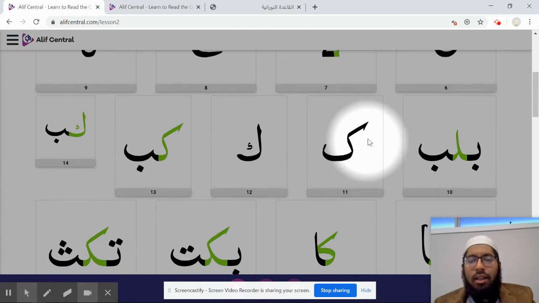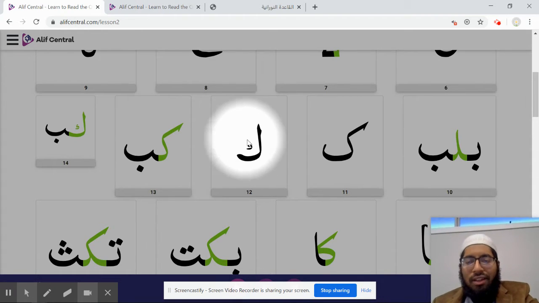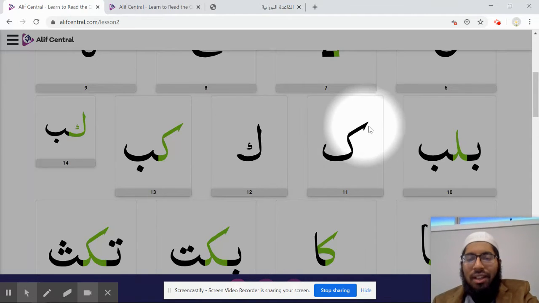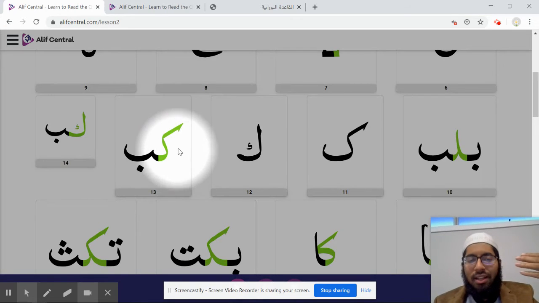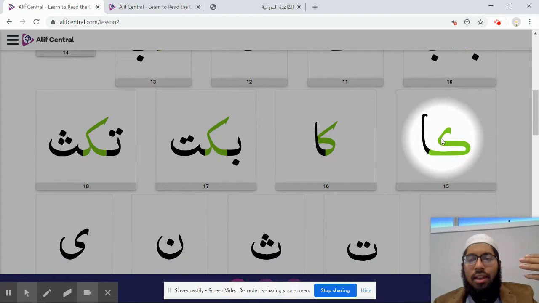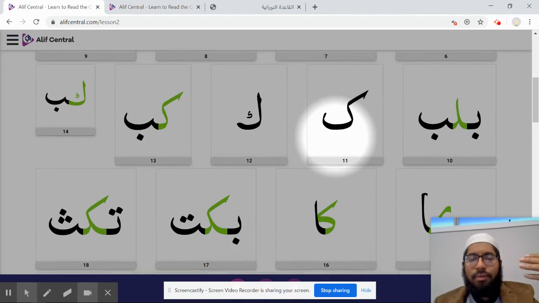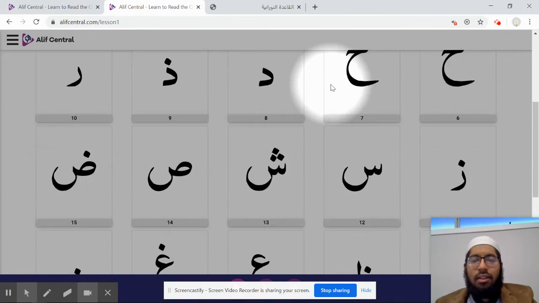Ba, lam, ba. Kaf. This is kaf. If you take the tiny thing, the Superman outside, you can write it like this. Kaf, kaf. And don't worry if you're not getting this the first time. This is the first time you're seeing it, and inshallah, in subsequent lessons, you will get more familiar with the letters. Kaf, ba, kaf, alif, ba, kaf, ta.